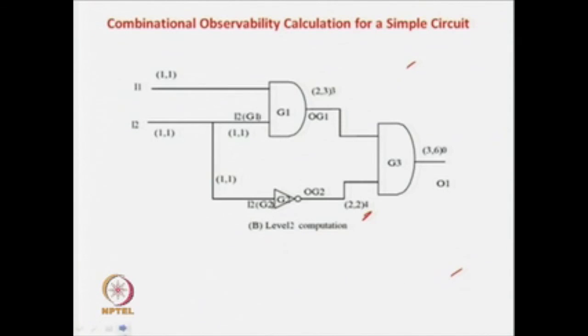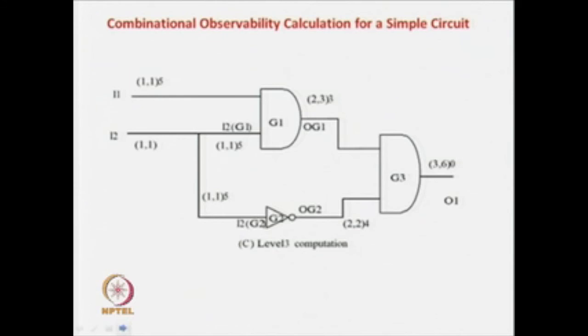Now we will go to level 3. Say you want to observe this net. How difficult it is to observe this net is 4, plus 1, so 4 plus 1 is 5. So this is 5. Now say you want to observe this net. You have to make this net 1. How difficult is it? It is 1. Then you have to observe this net via this net, so this has to be added. The difficulty to observe this net is 3, so 3 plus 1.